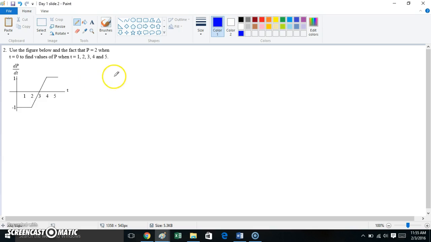So first thing is I'd like to make a chart similar to what we did in our first example with times 0, 1, 2, 3, 4, and 5. And we'd like to find out what p is at those times. Remember, p of t is going to equal the integral from 0 to t of dp dt. Or we could say of p prime.